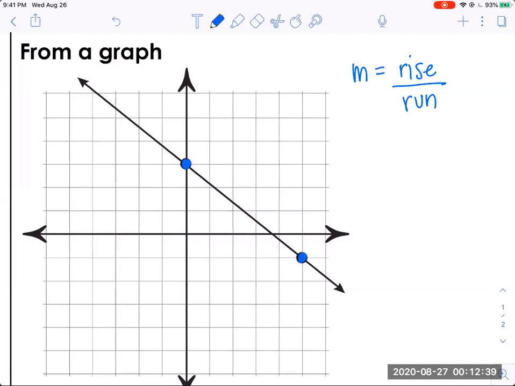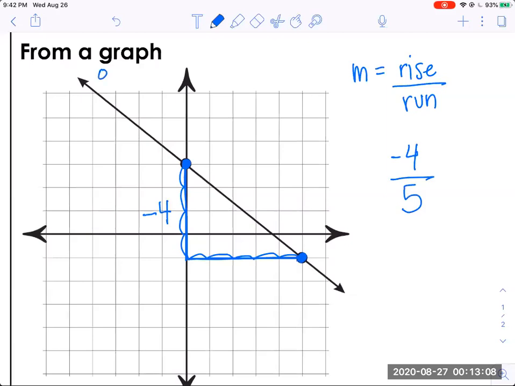So always moving from left to right, right? I want to see how far down or up I have to go. In this case, down. I'm going down, and I'm running to the right. So I had to go down 1, 2, 3, 4. So this is down 4, negative 4. And I'm going 1, 2, 3, 4, 5 to the right. So my run is 5.